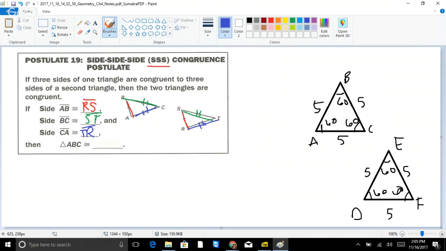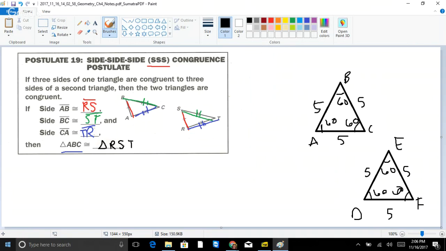So we have three sides, and every side is congruent to the other side in the triangle. Then I don't even have to know what the angles are. I can just say that triangle ABC is congruent to triangle RST. So one possible way to show that two triangles are congruent is to show that all three of the sides are congruent to each other. I don't have to know what the angles are. As long as all three sides are congruent to each other, then I can say that the two triangles are congruent to each other. So that's what the side, side, side postulate is.